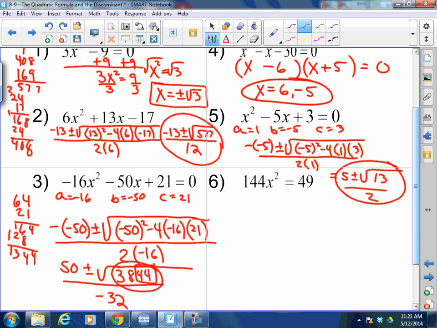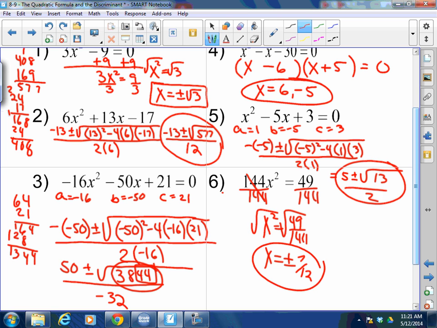Last but not least, number 6. I would use a square root method for sure. There's no bx. X squared equals 49 over 144. Square root both top and bottom here, and you get plus or minus 7 over 12. And my friends, that is how you solve quadratic functions.